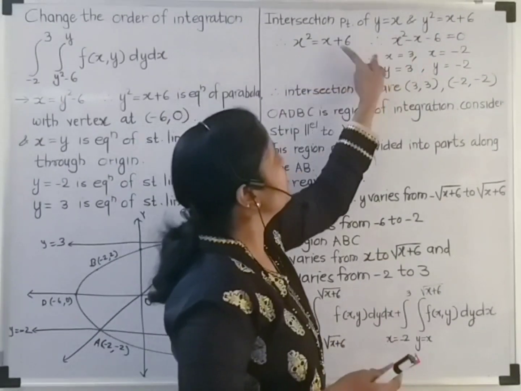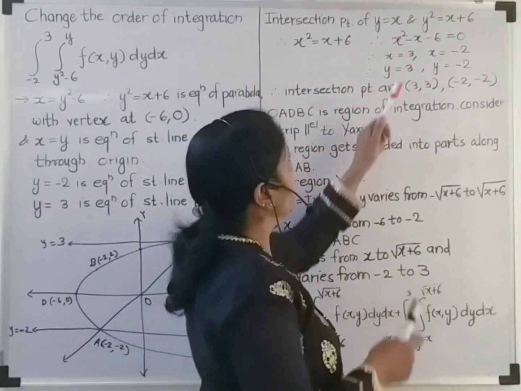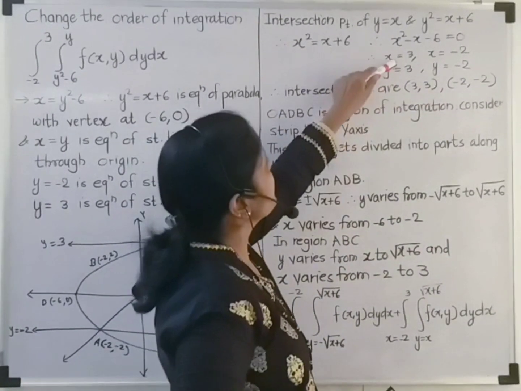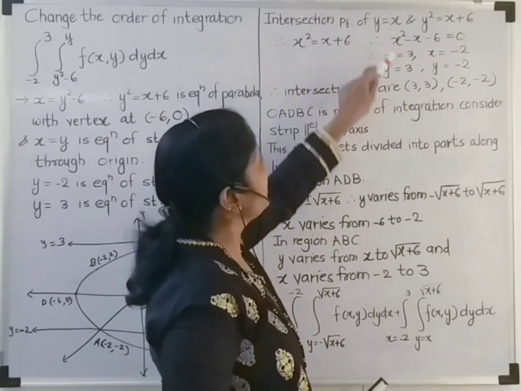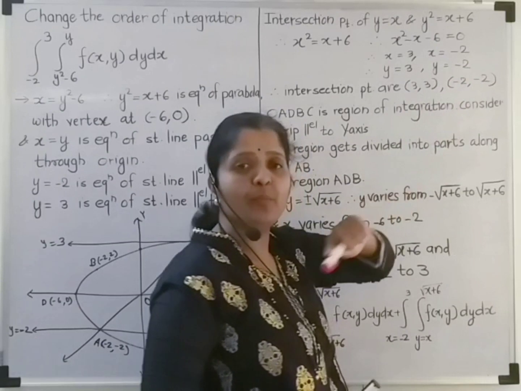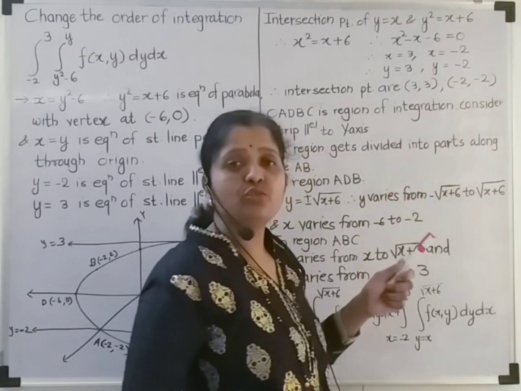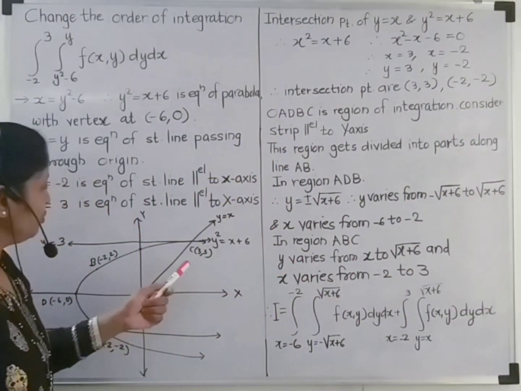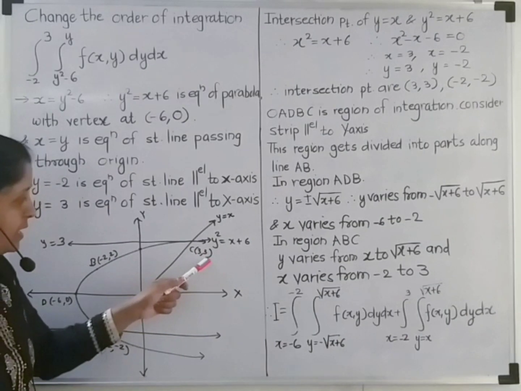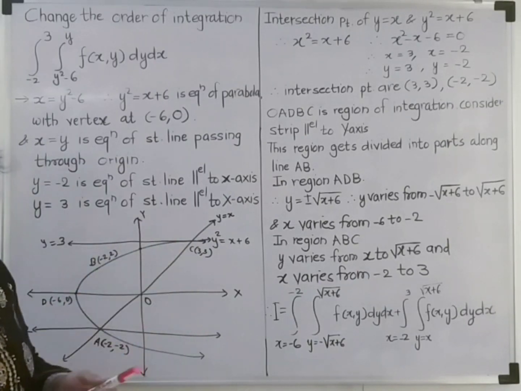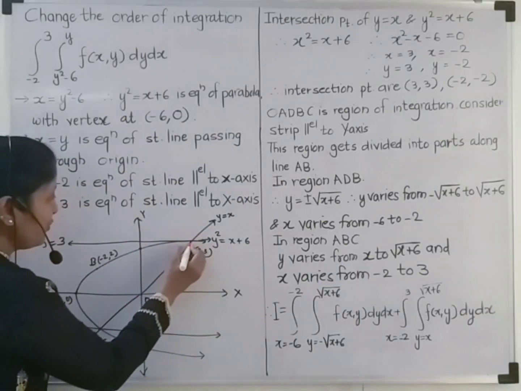After solving these two equations simultaneously, you can see we get two values of x, that is x equal to 3 and x equal to minus 2. If I substitute x equal to 3 or x equal to minus 2 in this equation, again I will get y equal to 3 and y equal to minus 2. It means the intersection points are 3, 3 and minus 2, minus 2. So let us write down those intersection points. The coordinates of point C are 3, 3 and the coordinates of point A are minus 2, minus 2. Okay. So now we can conclude that OADBC is our region of integration. So let us shade this region of integration.